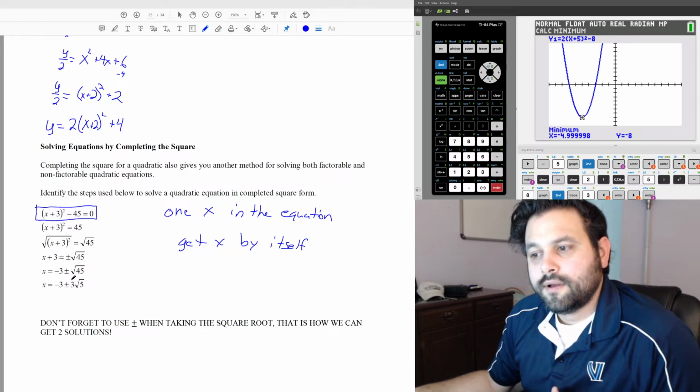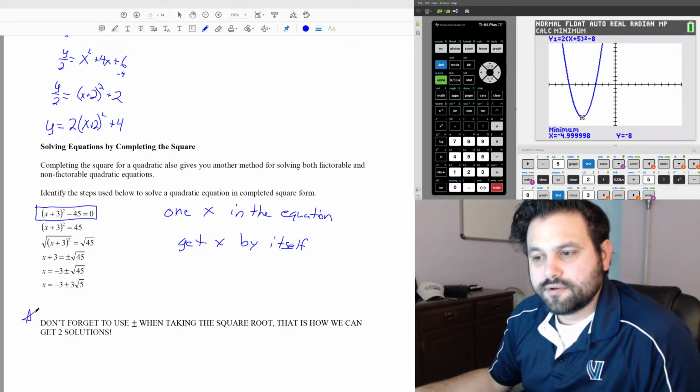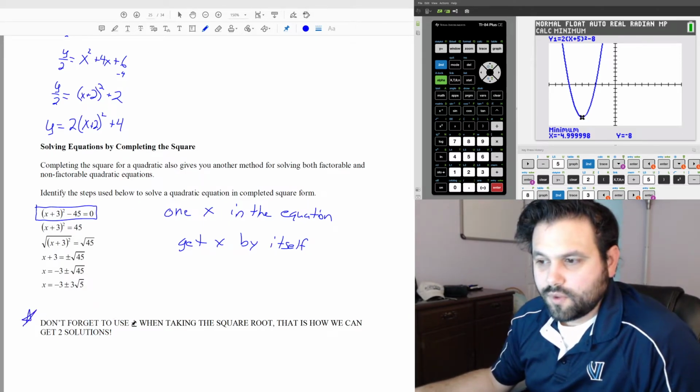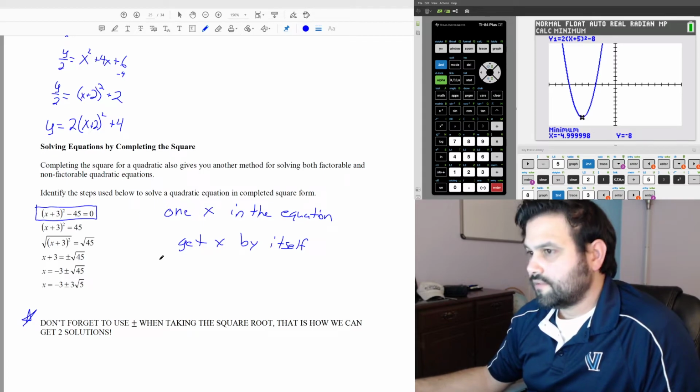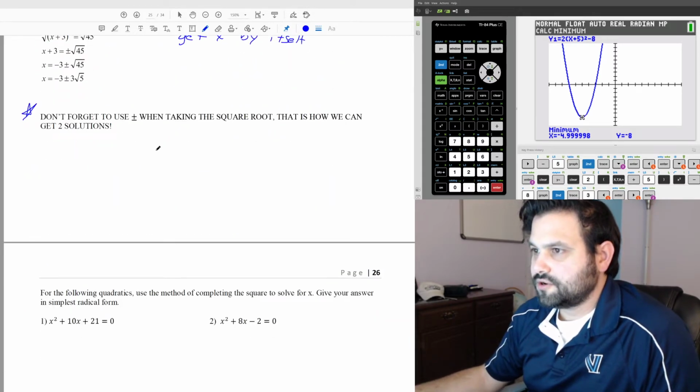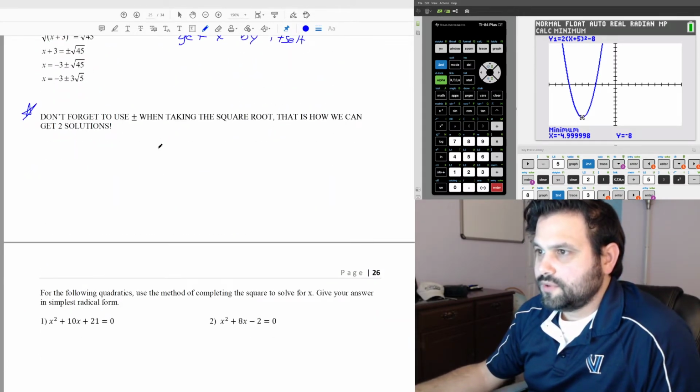So here's an important thing to remember. Whenever you take a square root, you have to write in the plus minus sign, because remember what you're doing here. If I just show you an example, like what we're doing is we're thinking about something like this. X squared equals, let's say 25.